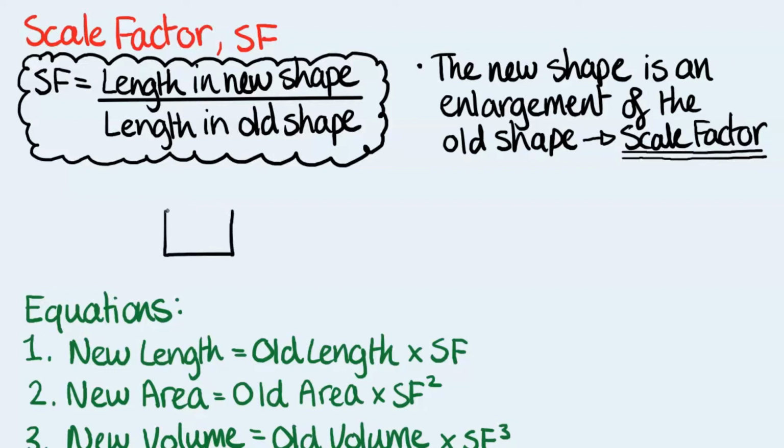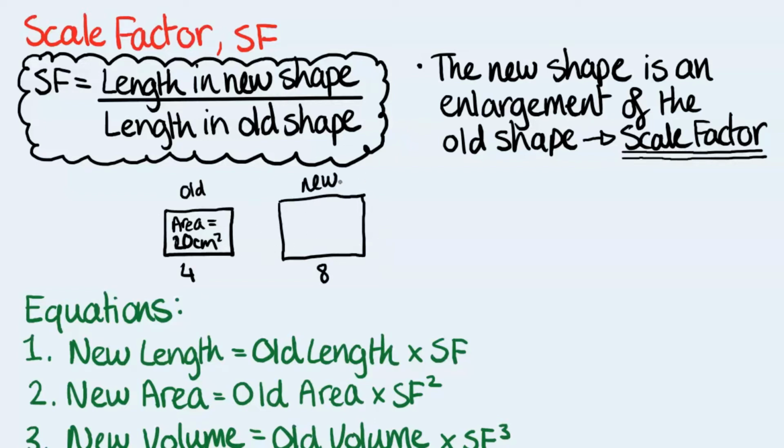You might get a rectangle like this, and say it's 4 centimeters on this side, and say we're told the area is something like, I don't know, 20 centimeters squared. Okay, so this is the old shape. We know most information about it. Then we can have an even bigger rectangle, and we can say it's 8 centimeters long, and that's the only information about it. So this is the new shape, okay?